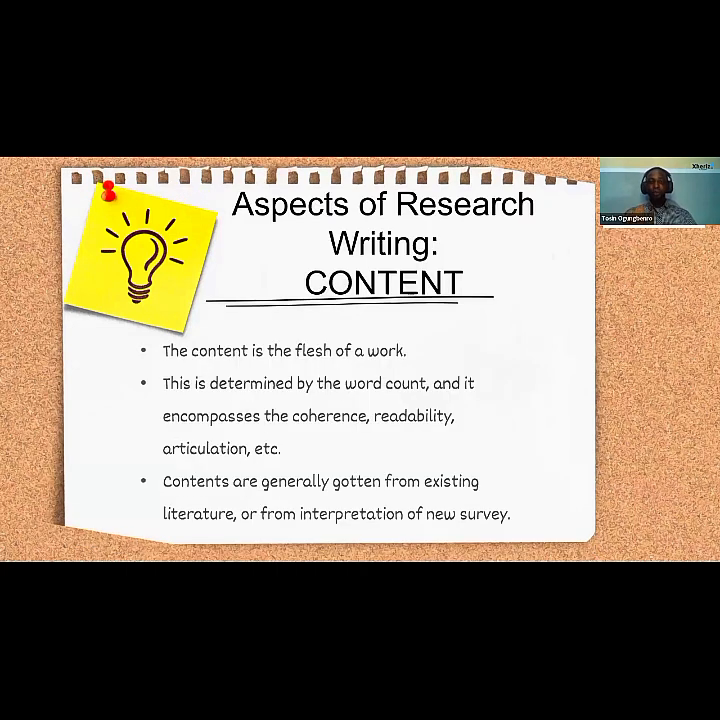So let's go ahead and talk about the content. Like I said, your content signifies the flesh of your work, while your structure signifies the skeleton of your work. Part of your content is the coherence of your work, the readability of your work, the articulation of your work, the flow. That is what your content is talking about, the justification of your work.